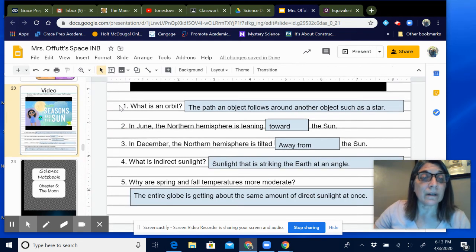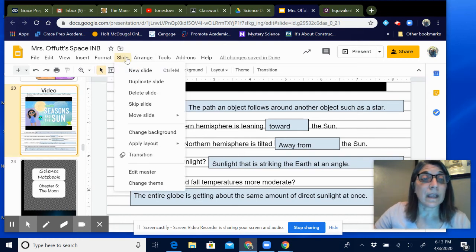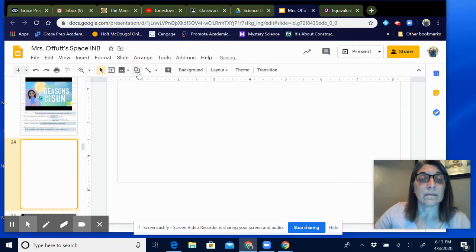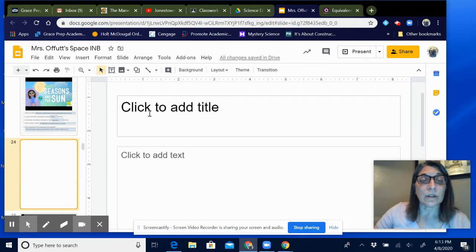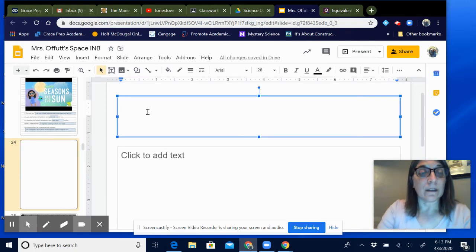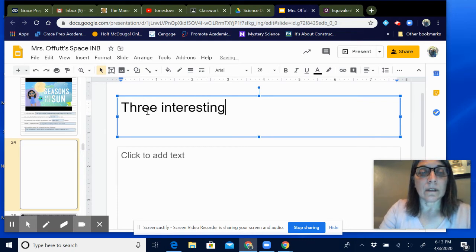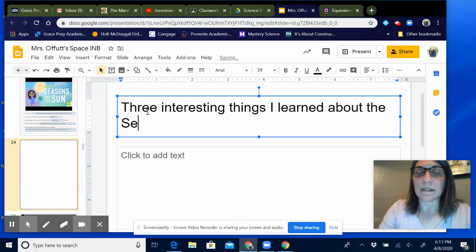Last thing you need to do here. Sorry. Let's click over here. You're going to go under slide, and you're going to just do a new slide. It's going to give you a slide right underneath the sun seasons. And when you come up here, your title, you're going to add, what did I say this was going to be? 3 interesting things I learned about the seasons.